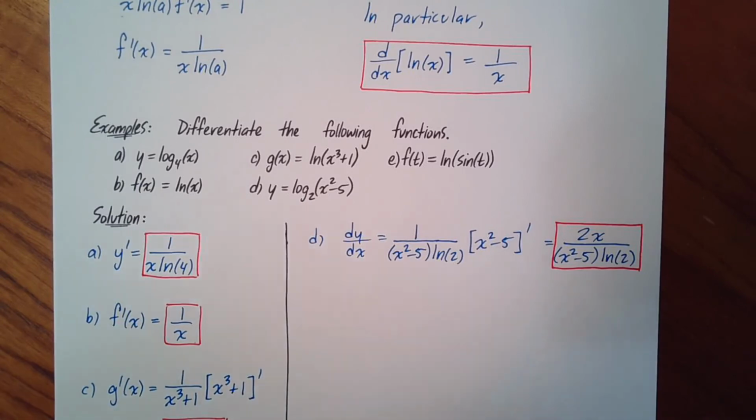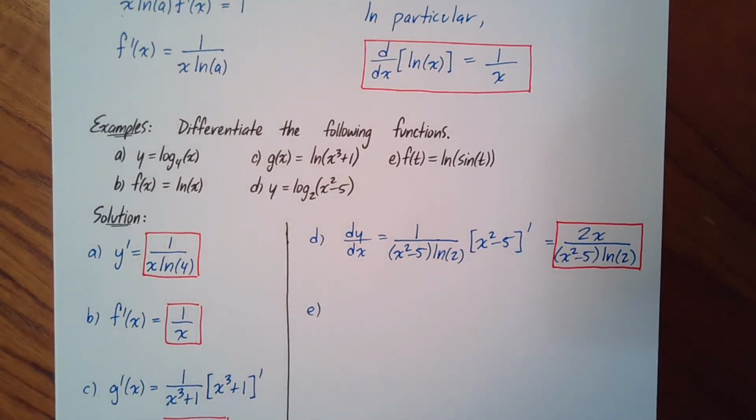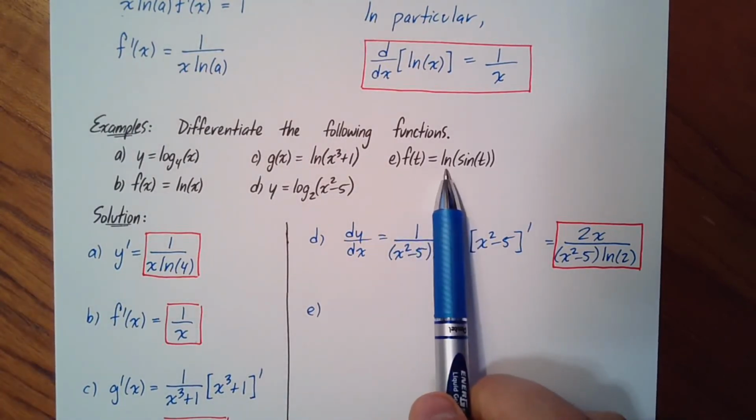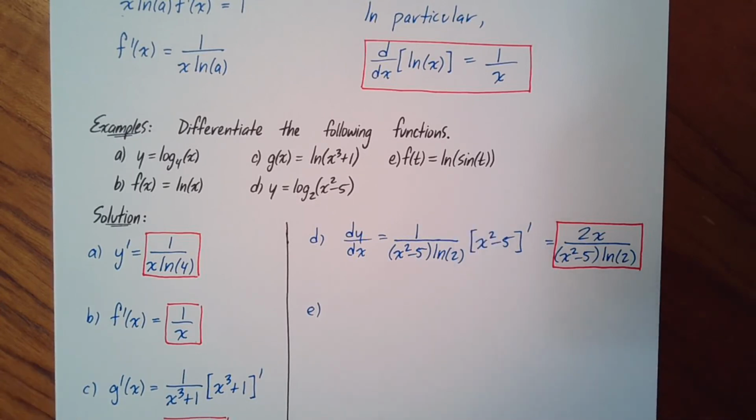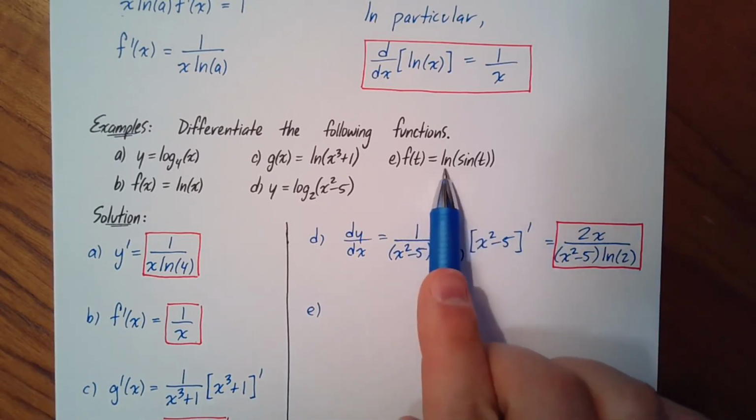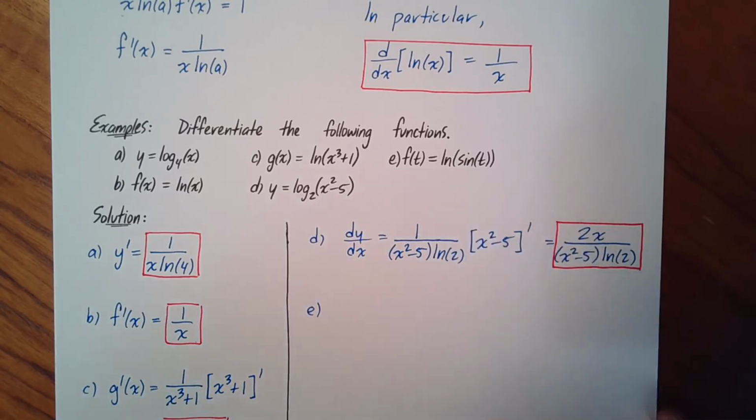All right, so let's do the last one. We've got f of t is given by the natural log of sine of t. So again, we have a chain rule problem here. The outside function is the natural log, and the inside function is sine. So let's do the chain rule here.